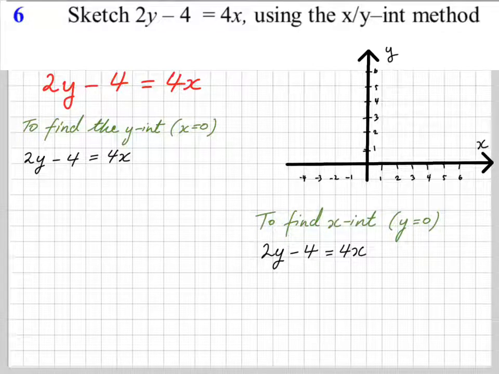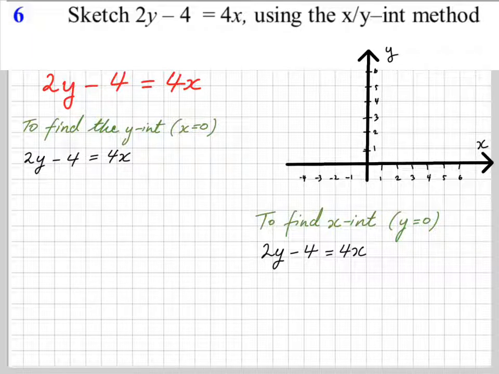Okay guys, now I'm going to move on to question 6. So we've got to sketch this equation 2y minus 4 is equal to 4x, but using the xy intercept method. To sketch a graph, normally you just need 2 points and then connect those points and you've got your linear equation. Now, when it says the xy intercept method, that means that the 2 points need to be the x-intercept and the y-intercept, and then you join them together.